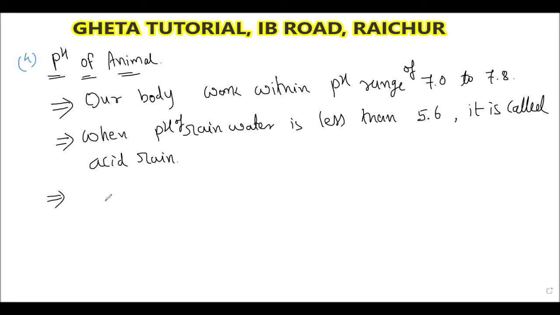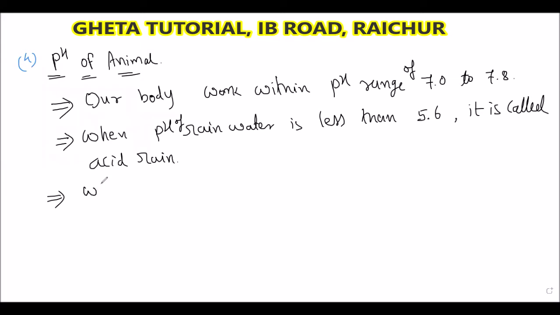And acid rain is very dangerous for animals, aquatic animals as well as human beings. Why? Because acid rain contains more acidic substances. When this acid rain flows into rivers or lakes, the survival of aquatic life becomes difficult, because the river water's acidity increases.